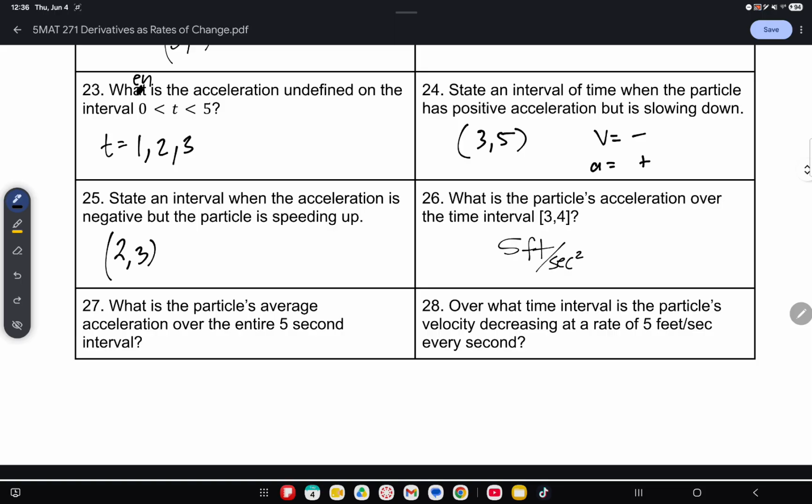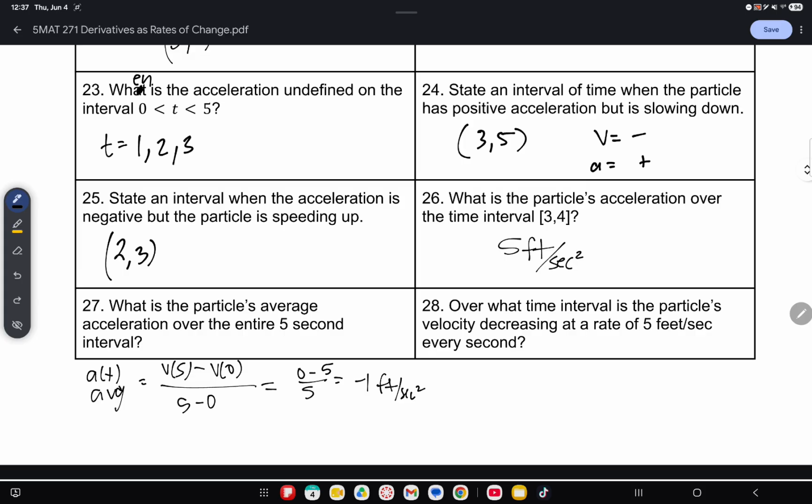What is the particle's average acceleration over that 5-second, the entire 5-second interval? So, okie dokie, the average acceleration is going to be the velocity at the end minus velocity at the beginning, and then that over the 5-second time. So let's see, it was 0 at the end, and then it was 5 at the beginning. So it's going to give me -1 feet per second squared.